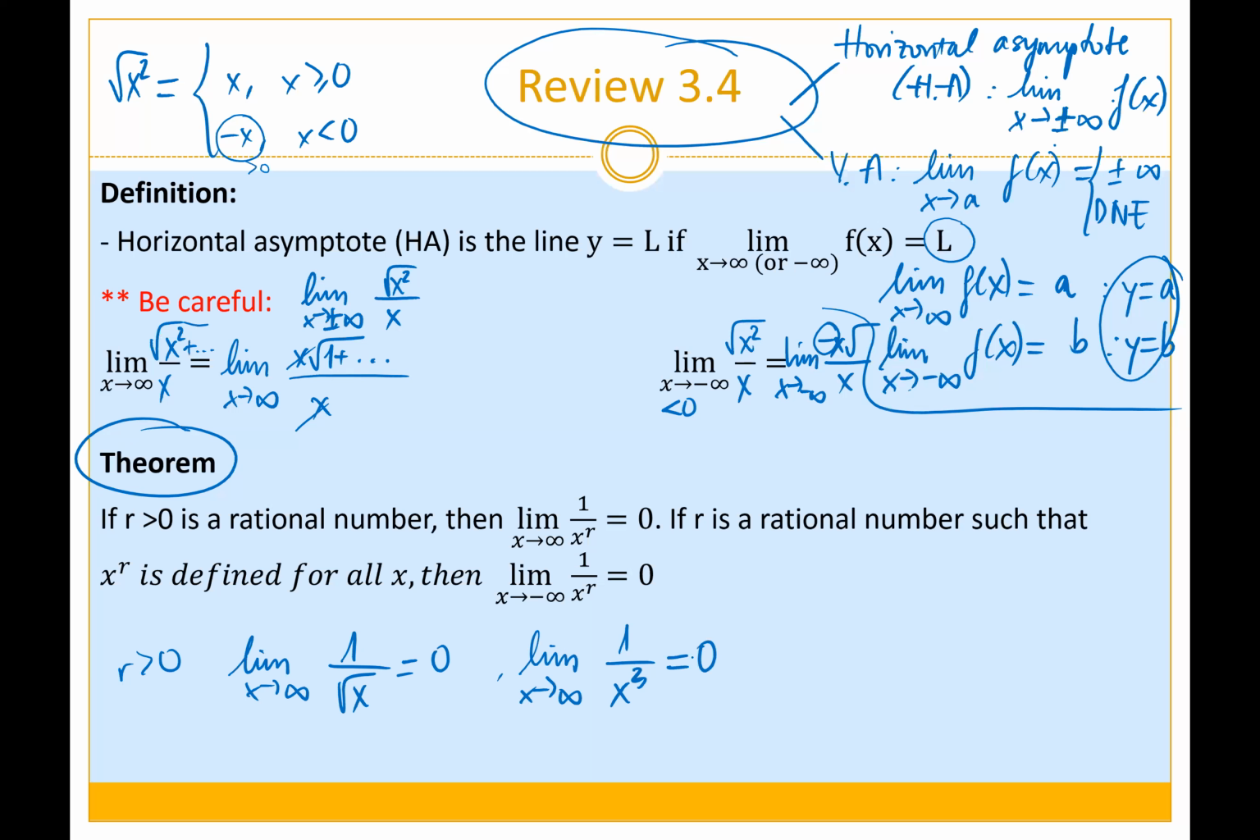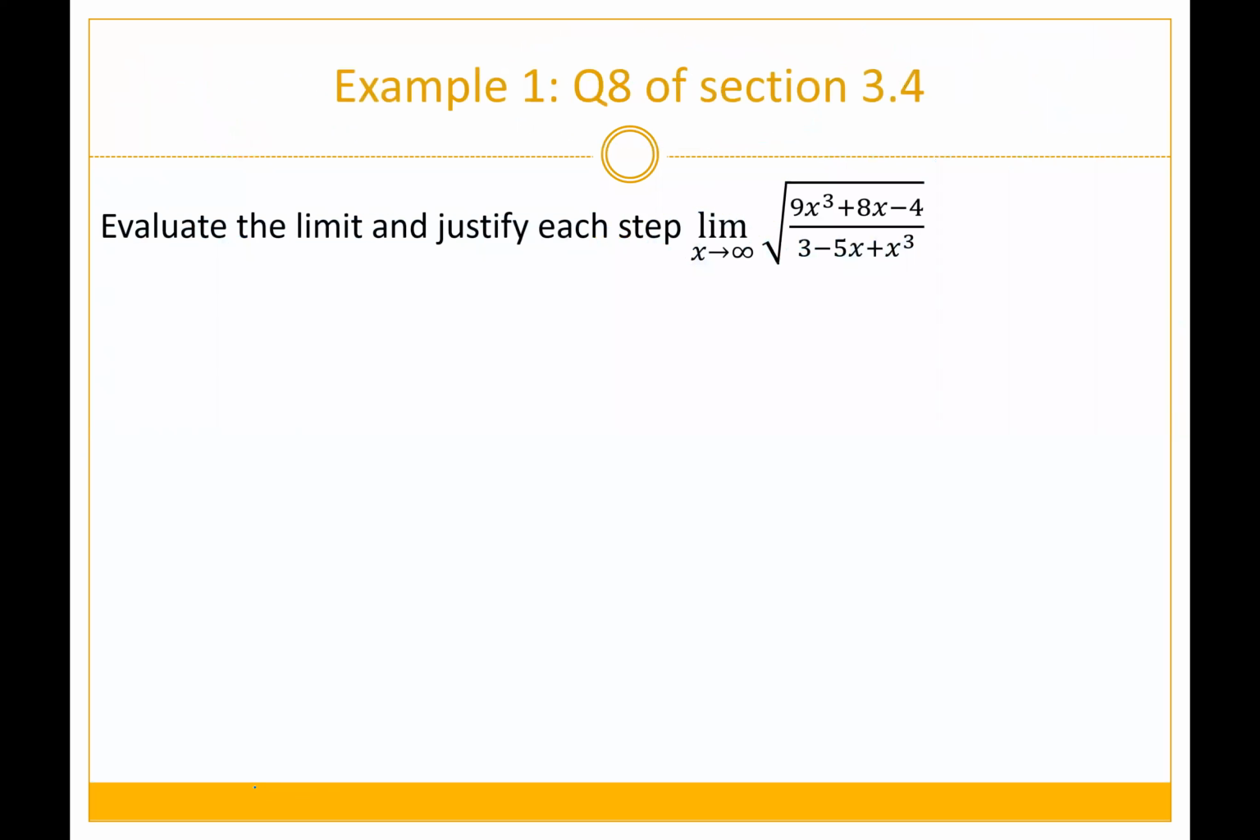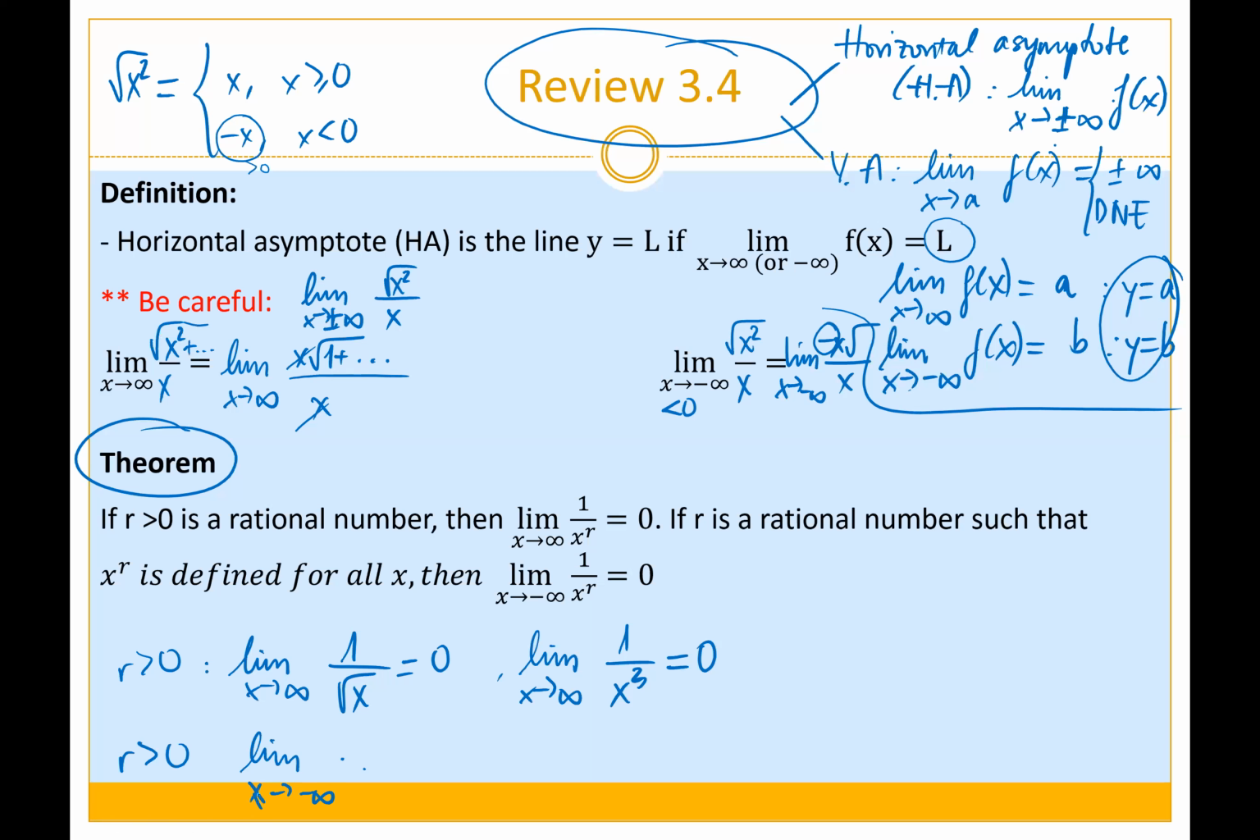So that's easy to see. However, when you have r bigger than 0, but the limit of x approaching negative infinity, now that's when you have extra conditions such that x to the r is defined for all x. This is because now you have a negative number.